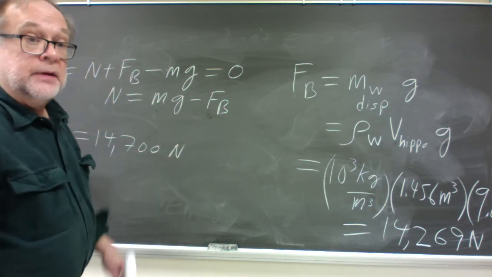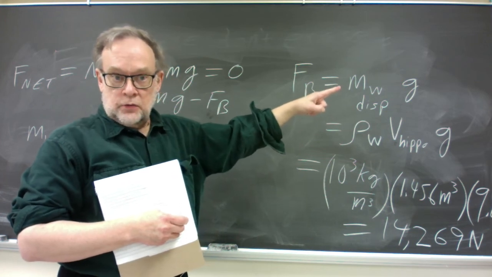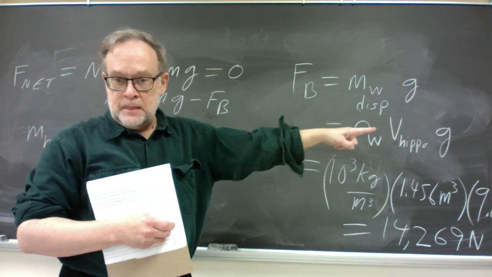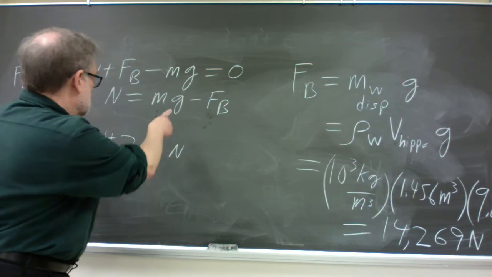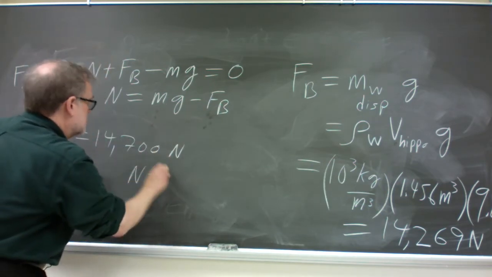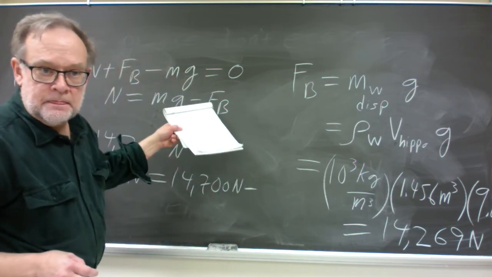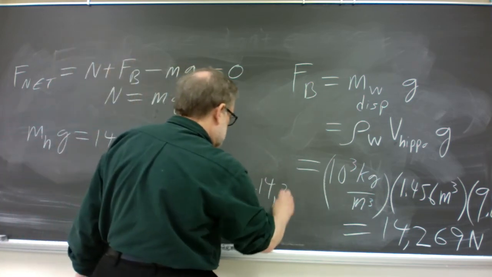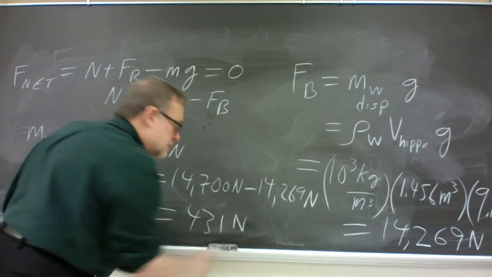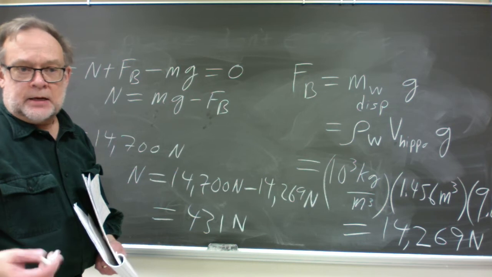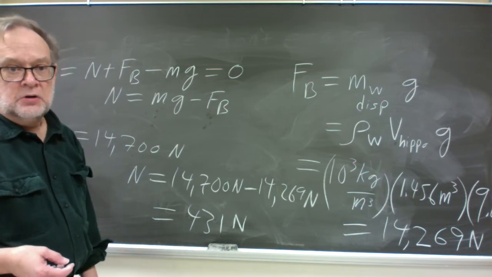So, with that correction, now we know what these two forces are. Buoyant force, just the weight of water displaced, which you could calculate as density of water times the volume of water that got displaced times g. So the normal force is the weight, 14,700 newtons, minus the buoyant force, 14,269 newtons. And that comes out to about 431 newtons. Our data really only had a couple significant digits for each number, so we need to round it off to just 2 significant digits, and we'll call the normal force 430 newtons.